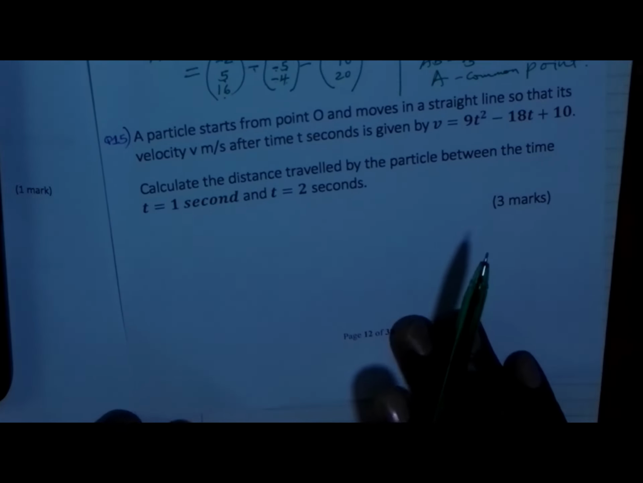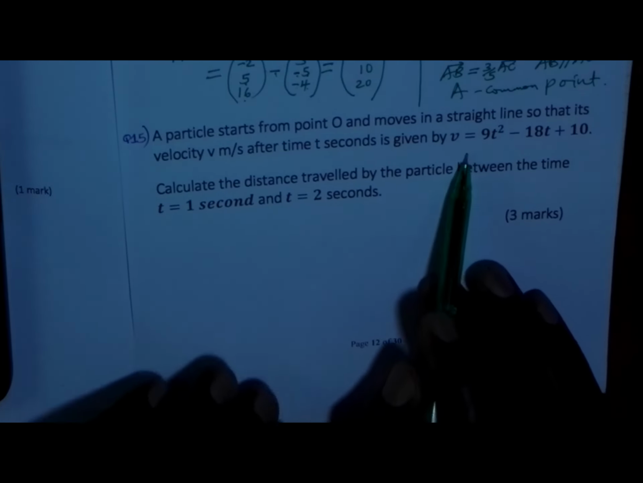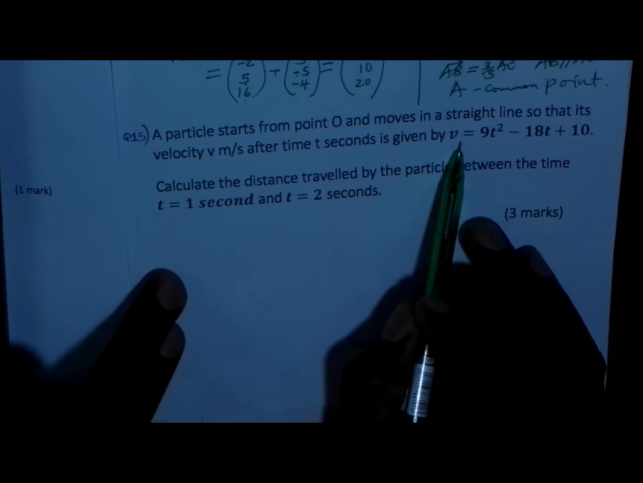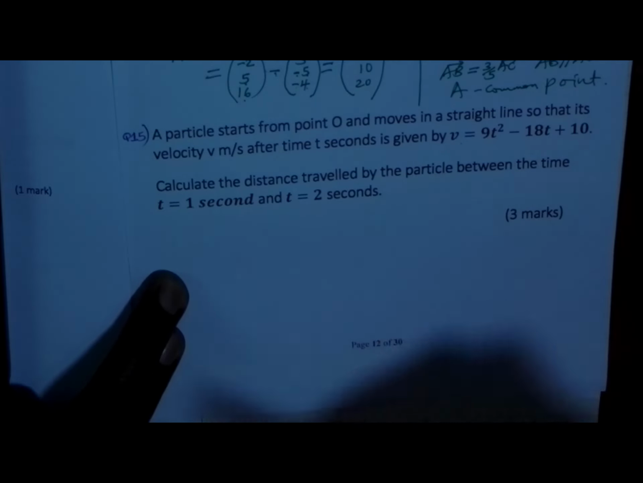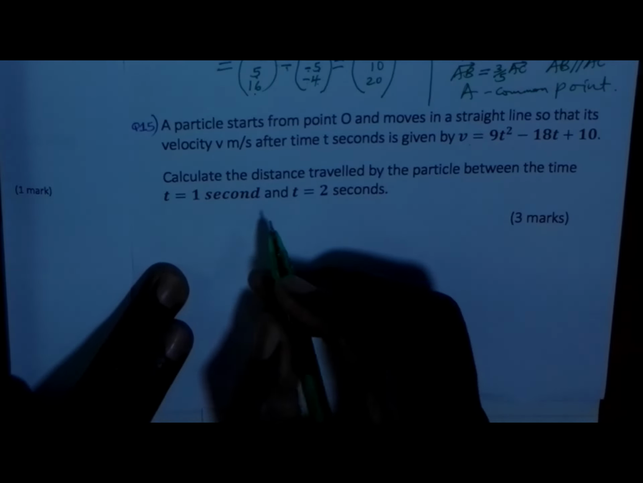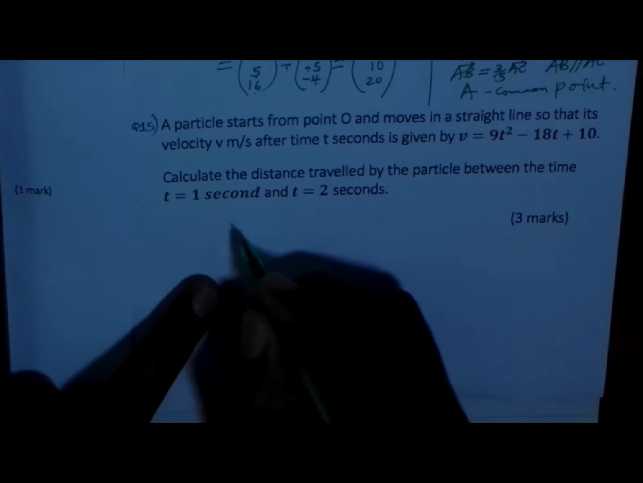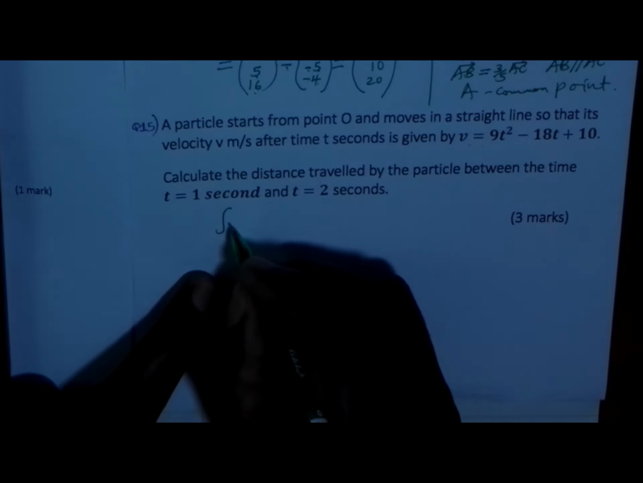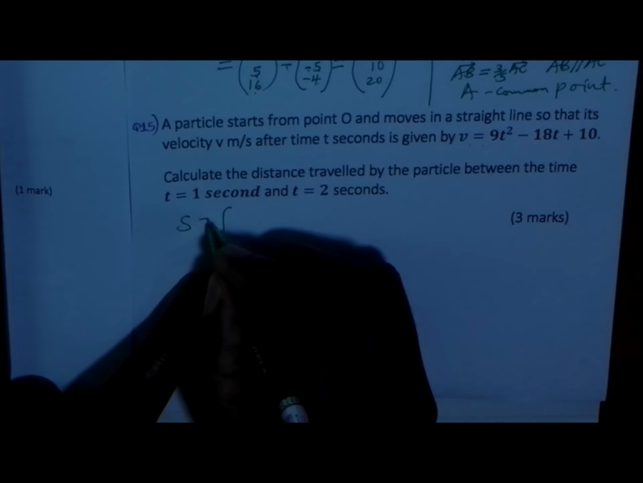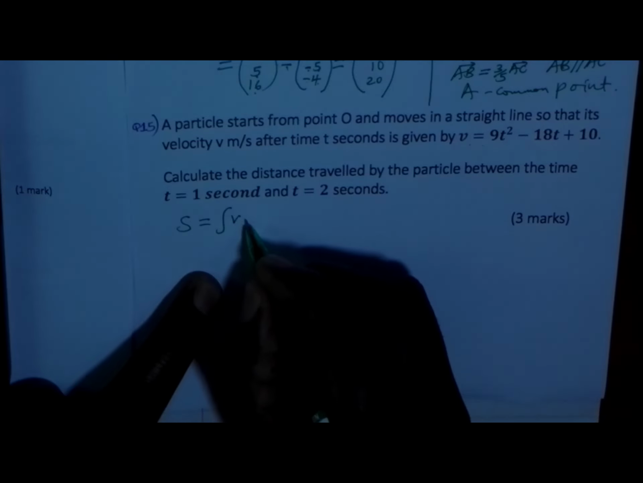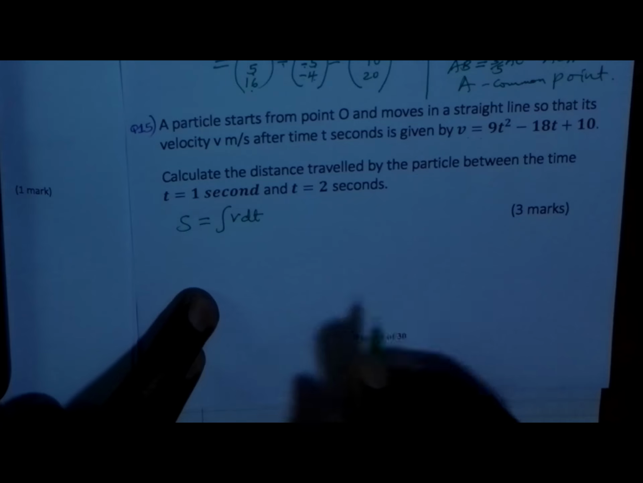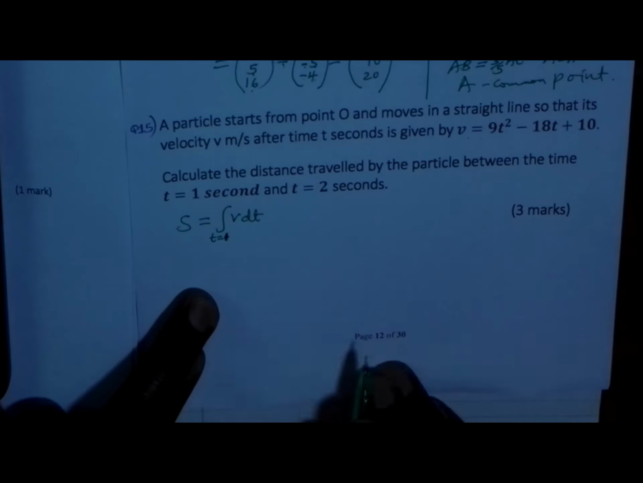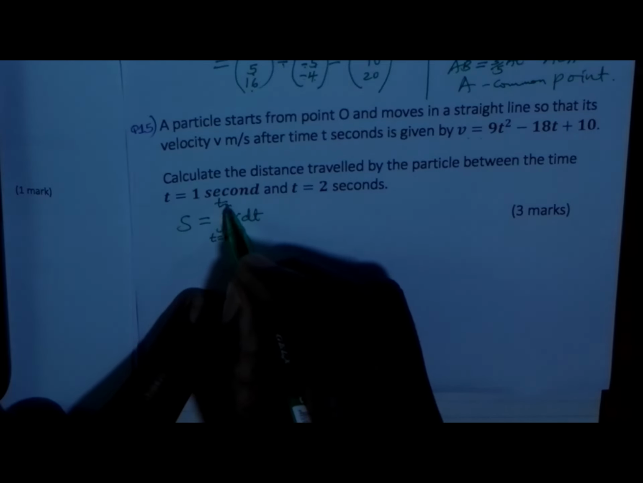So we need to find the distance, but we have been given velocity. That means since we have been given velocity, for us to get the distance, we do the integration of velocity. So we are going to integrate velocity with respect to time. For us to get distance s, integrate velocity with respect to time, from the lower value t is equal to 1 to the upper value t is equal to 2.